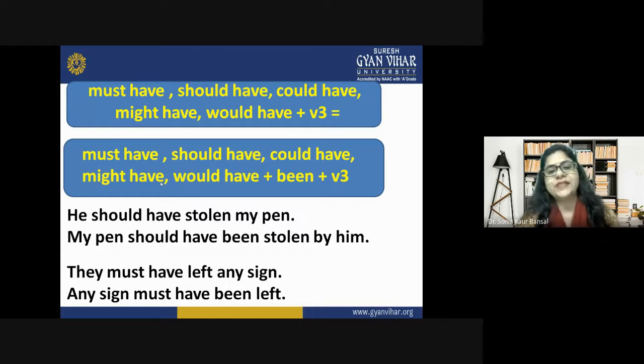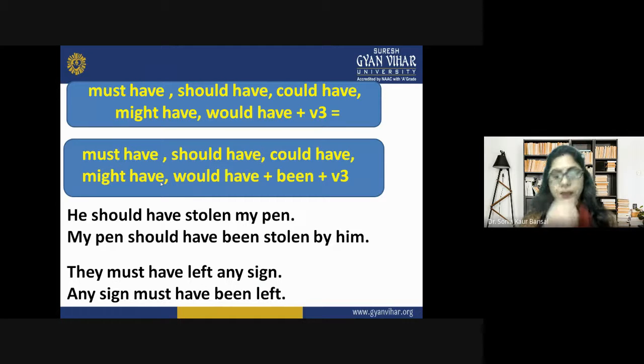You can see from the example: he should have stolen my pen. This is the active voice. And the passive voice: my pen should have been stolen by him. So you can see this is very simple. If you practice, you will see how should have is used, and the rest of the rules are the same. My pen is moved from object slot to subject slot, and should have been is in place of should have stolen. So, should have been stolen by him.